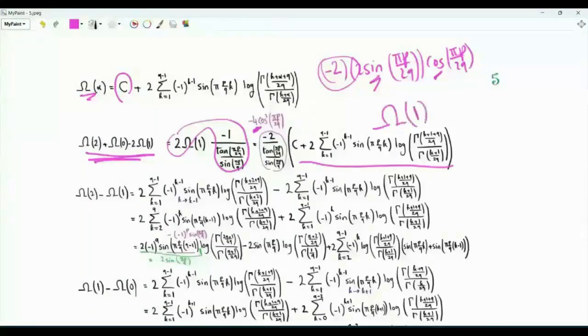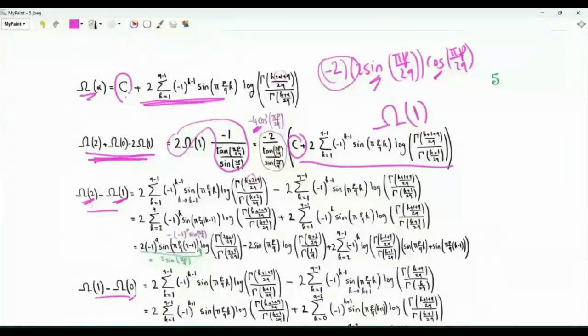This bracket here is omega of 1, written explicitly with the integration constant c. We can also use the general formula for omega of alpha to write down this quantity, and we will not have c because we are talking about differences. When we write down omega of 2, omega of 1, and omega of 0, the arguments of the gamma functions depend on alpha.